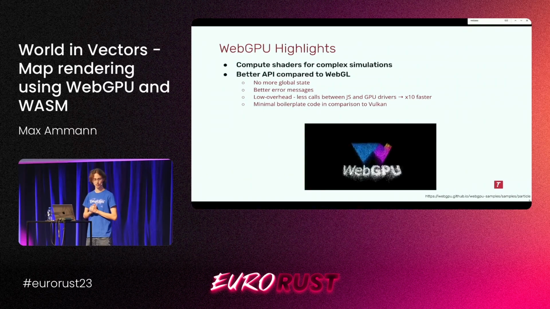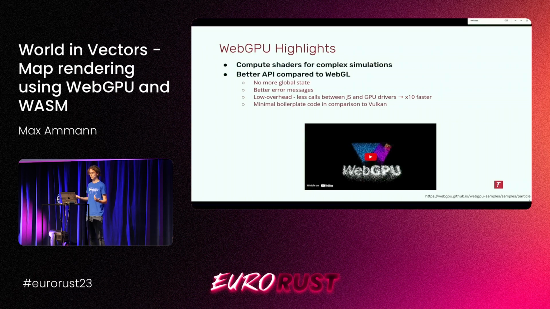There's also a better API in WebGPU. There's finally no more global state, which is very nice. There are also better error messages. So it almost sounds a little bit like they borrowed some ideas from Rust. And yeah, it's now this low overhead graphics API compared to WebGL. So you basically have to do fewer calls between your JavaScript or your Rust and your browser, for example. And there's way less boilerplate compared to Vulkan. So if you know Vulkan programming, then you maybe get scared by Hello World being a few hundred lines. So that is really not the case here.